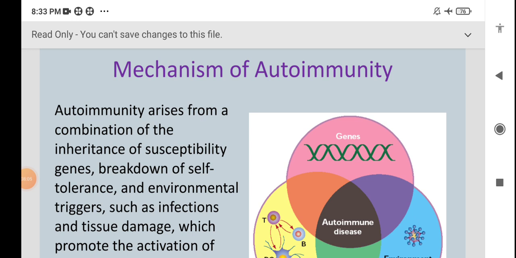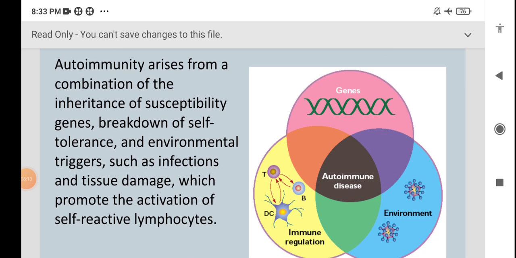Mechanism of autoimmunity. Autoimmunity arises from a combination of the inheritance of susceptibility genes, breakdown of self-tolerance, and environmental triggers such as infections and tissue damage, which promote the activation of self-reactive lymphocytes.